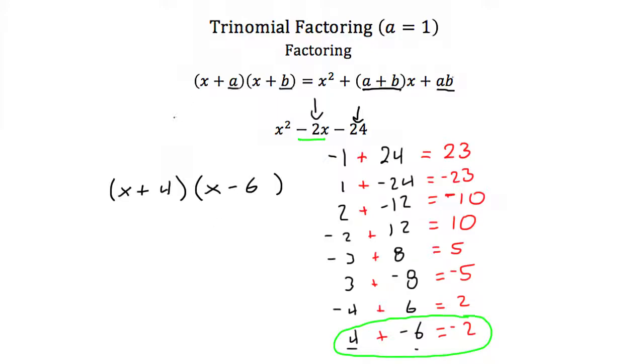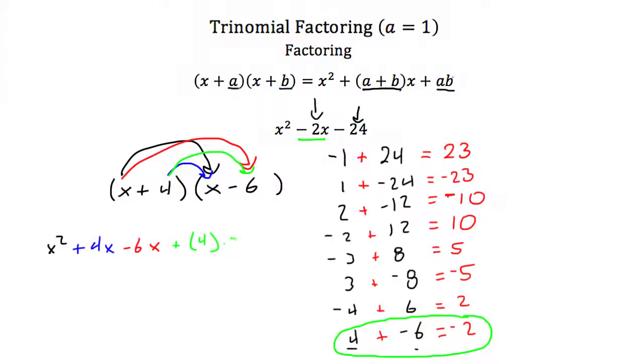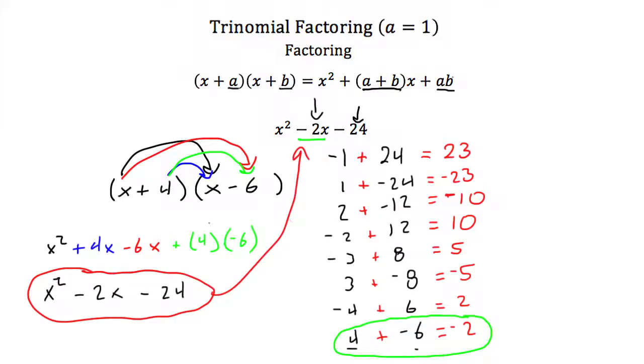Now if we wanted to check our work, we could go ahead and FOIL that. We'd have x times x, which is x squared, 4 times x, which would be 4x, x times negative 6 would be minus 6x, and then 4 times negative 6. X squared is x squared. 4x minus 6x would be minus 2x. And then 4 times a negative 6 would be a minus 24. Well, this is what we were looking for. So our factors are indeed x plus 4 times x minus 6.